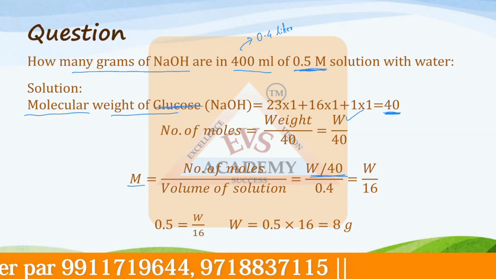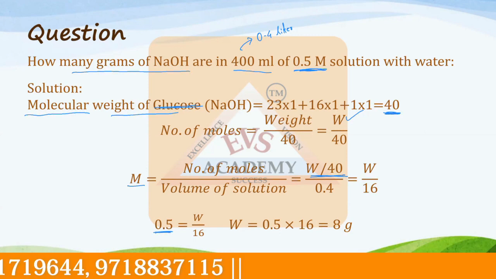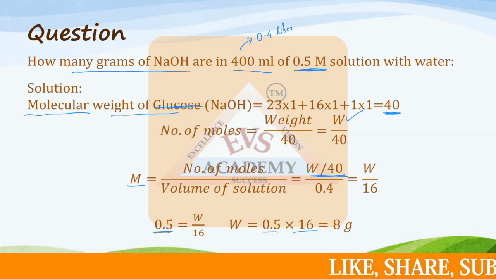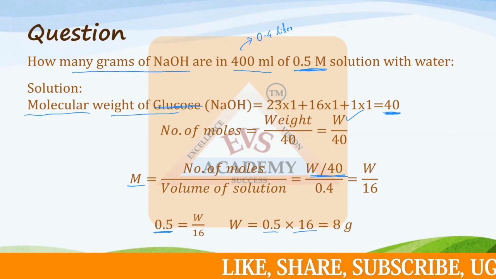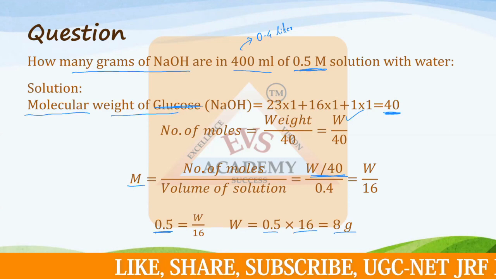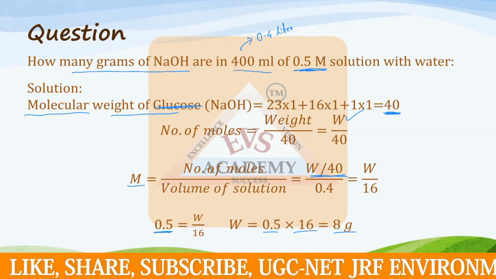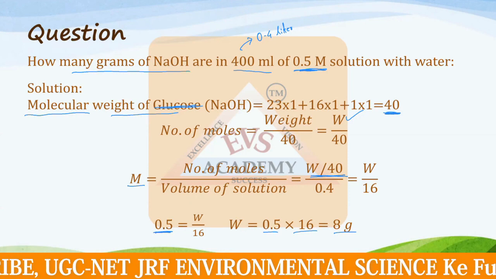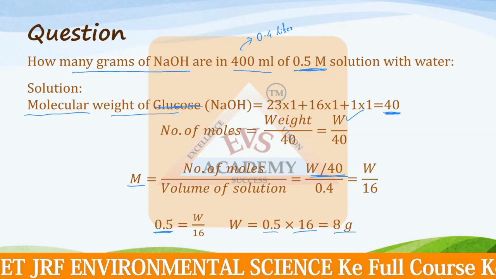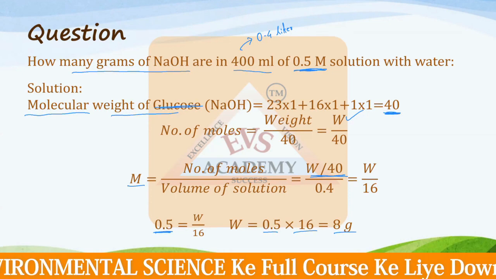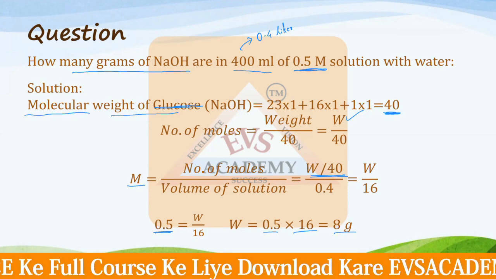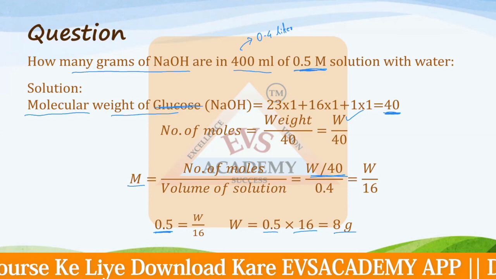And we know that the molarity of the solution is 0.5. So 0.5 equals W, which we have to calculate, divided by 16. So W equals 0.5 multiplied by 16. So this would be 8 grams, because it's 0.5. So 8 grams would be your answer. How many grams of NaOH would be present in 400 ml of 0.5 molar solution? 8 grams of NaOH solute would be present in the 400 ml of 0.5 molar solution.